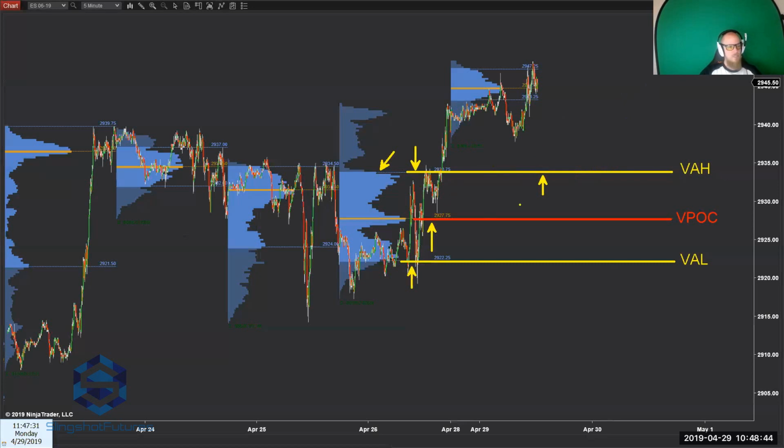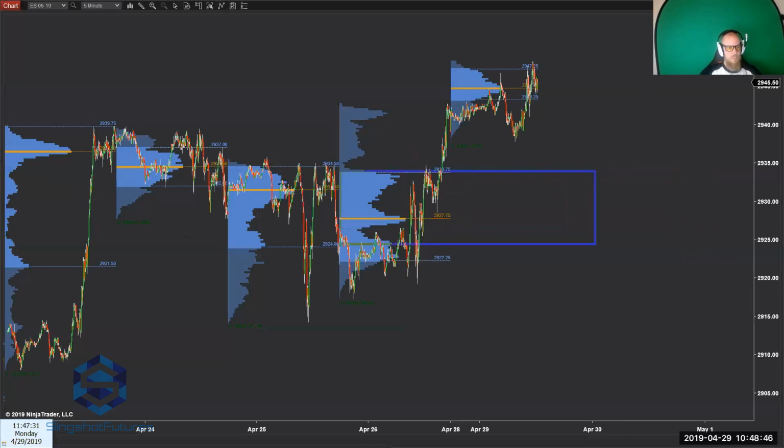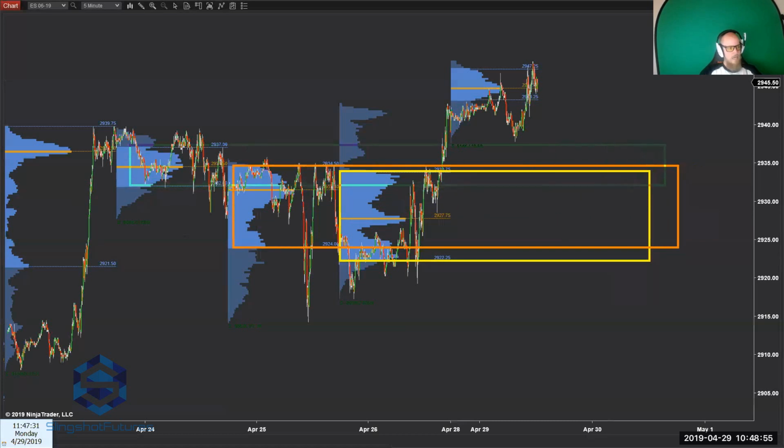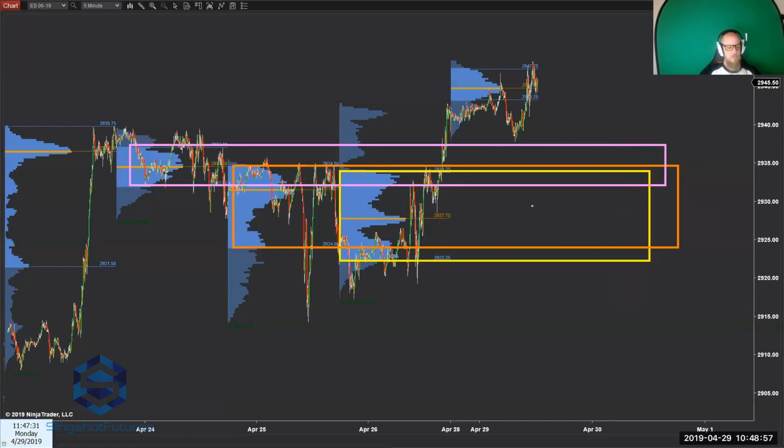Now, what you can also do is stack these together and say, okay, this was the value area from Friday, this was the value area from Thursday, this was the value area from Wednesday. And you'll notice a very common theme here. We're seeing a lot of interest showing up right around here. There's a lot of interest showing up right around that zone.